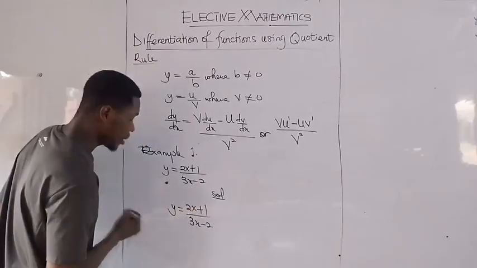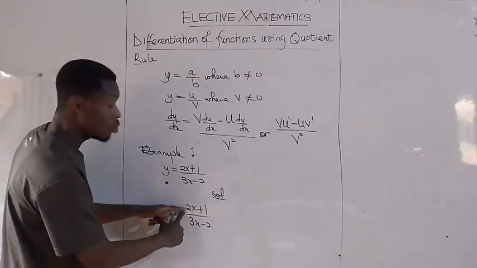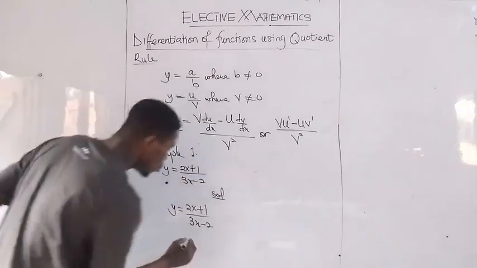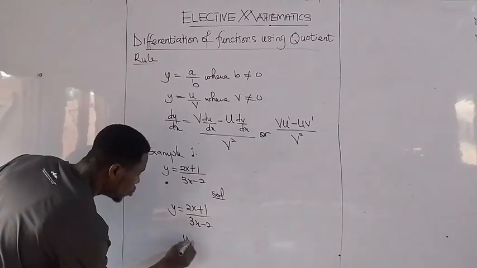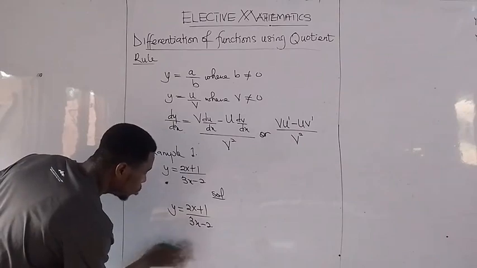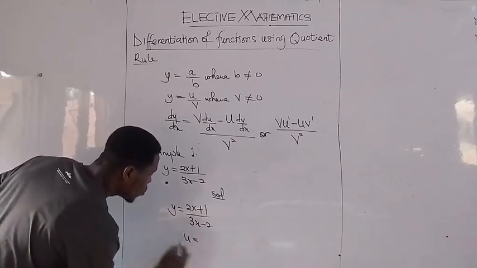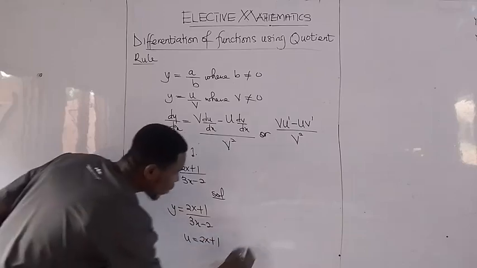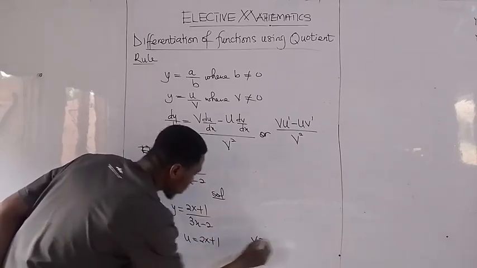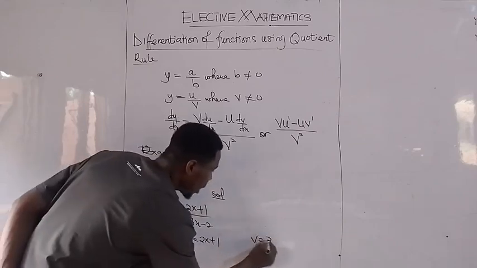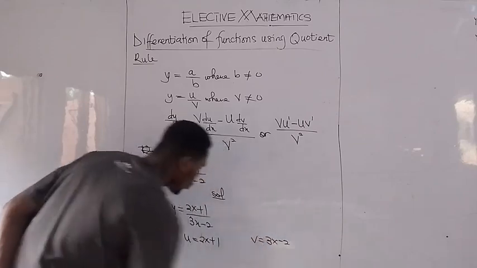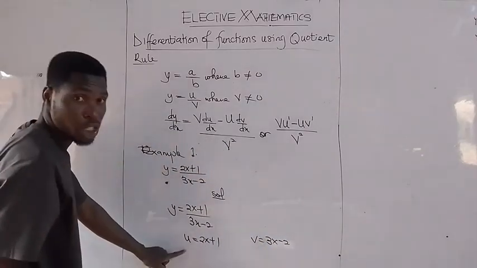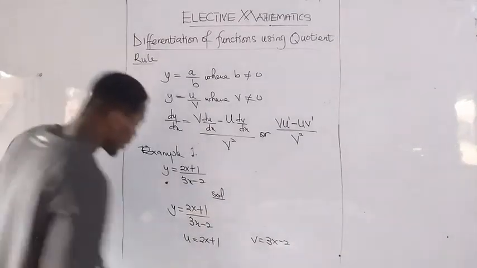Then I said let the numerator be u. So our u is equal to 2x plus 1, and our v is equal to 3x minus 2. What do we do now? We differentiate u with respect to x.